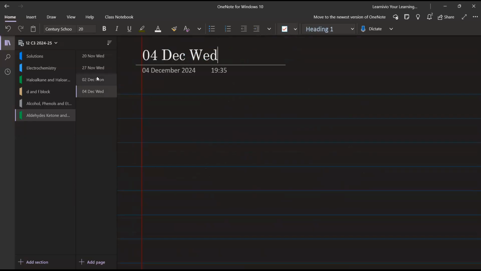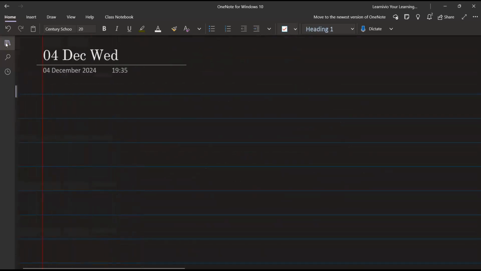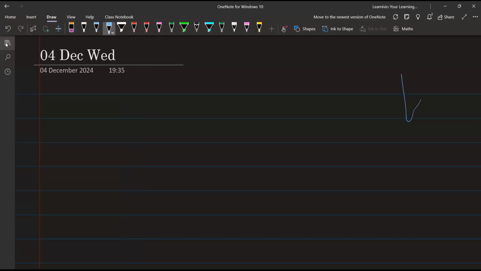Just write down how much we are done. Three nucleophilic addition reactions are done. Now the fourth one. This reaction is also there in alcohol, phenols, and ethers, so you may be remembering this.